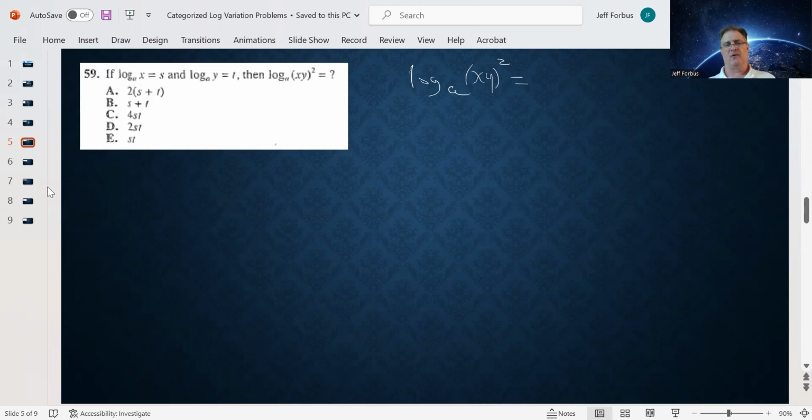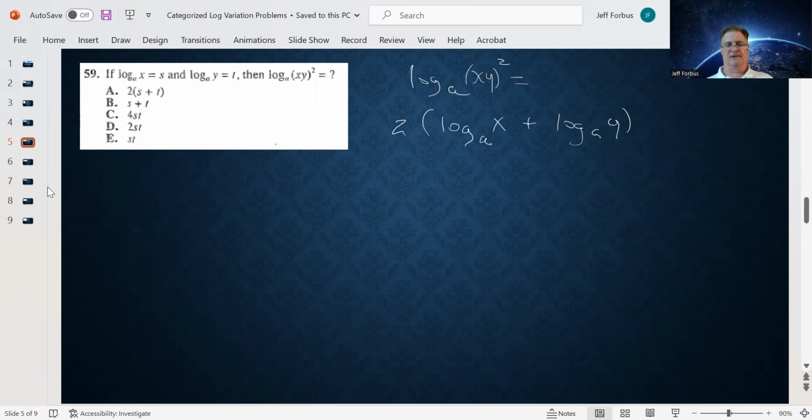So we're going to take the power rule and simplify this into 2 times the log base A of x. Now we're multiplying x times y, so we're going to add them. So log base A of x plus log base A of y. Now this goes back to your log simplification rules, multiplying, and raising a variable or a number to a power.